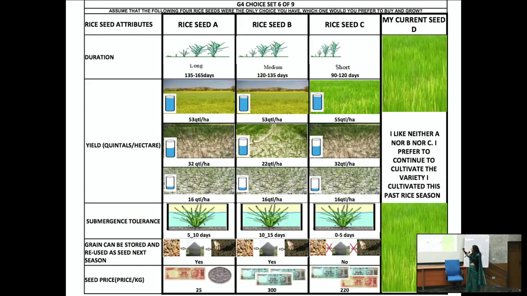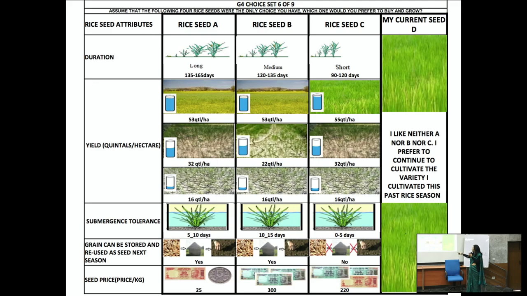Not only the water tank, we also had this picture of drought. Then the attribute submergence tolerance, and as you can see here in alternative A, it's 5 to 10 days, and we store water and your crop is under water for 5 to 10 days. Then the attribute whether the grain can be stored and reused as seed next season. So we show them that there is a storehouse and you can store your seed. And in the last alternative, the cross means you cannot store it. So this is just visual interpretation.